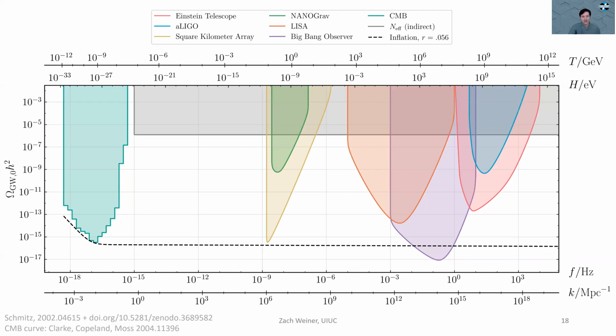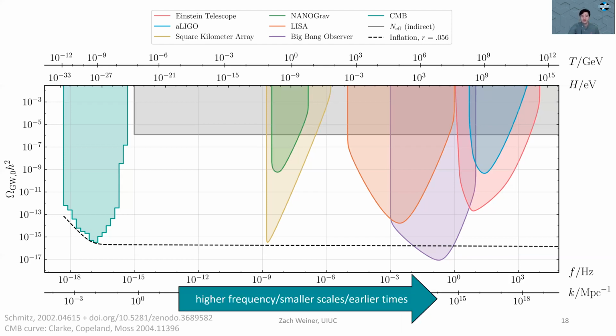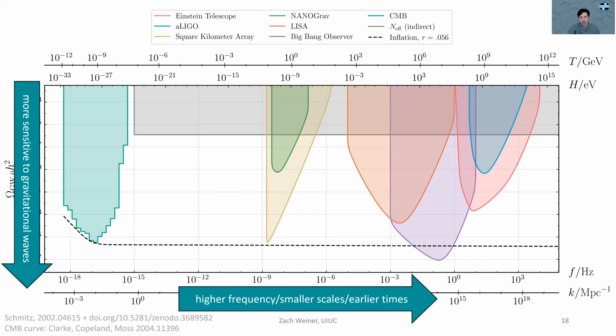Now, what I'm plotting here is, for a bunch of both current and planned experiments, the sensitivity curve as a function of frequency. Basically, the lower the curve goes in the plot, the more sensitive this experiment is to gravitational waves at particular frequencies.